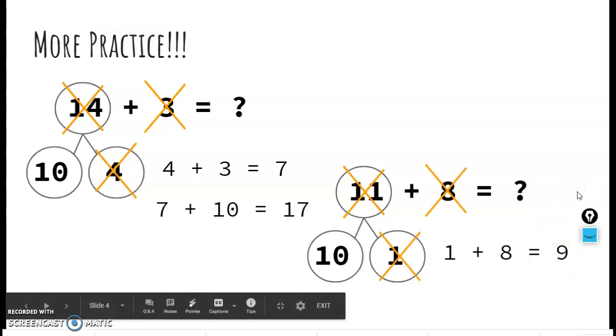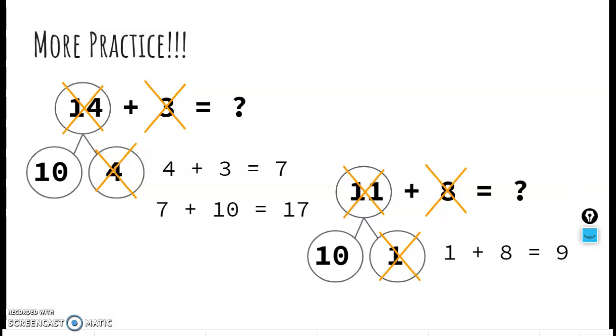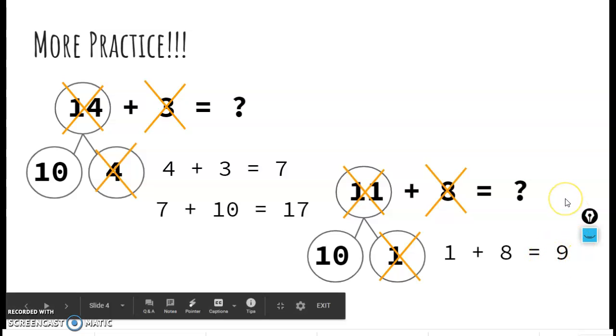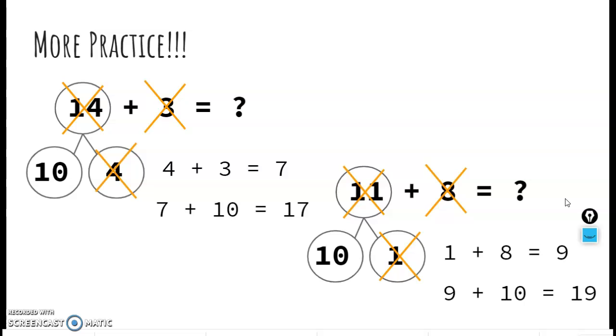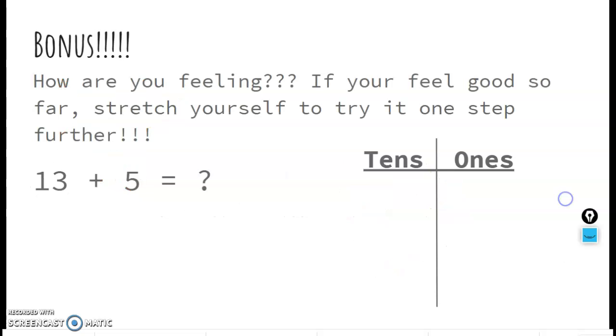And then I just have this 10 left on at the end, which is great because 10s are easy peasy lemon squeezy to add on. So I take my answer, 9, add the 10 on. 9 plus 10 is 19. Great job. Okay, I'm going to go on to one last page.